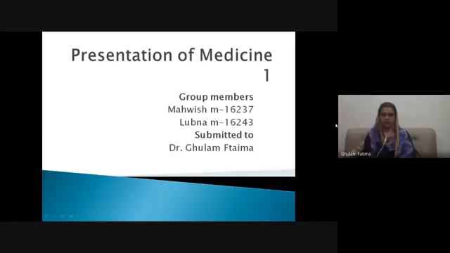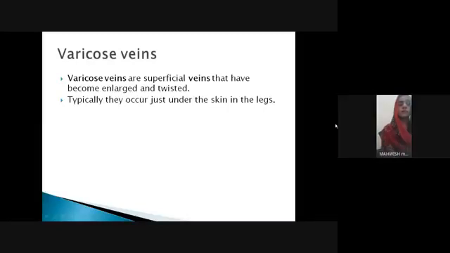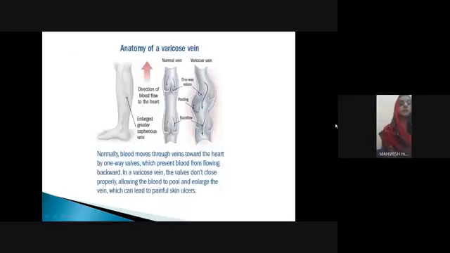My topic of presentation is varicose veins. Varicose veins are superficial veins that have become enlarged and twisted. Typically, they occur just under the skin in the legs. Next, the diagram shows normal veins and varicose veins.